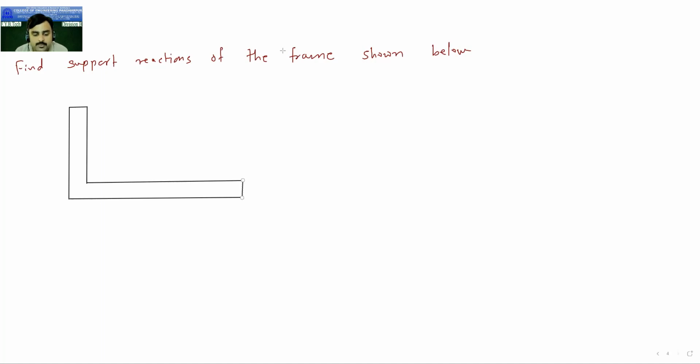Okay, so this type of frame is given. Now the supports are given to the frame at this point here and here. So the supports are this type of supports which I have shown in the diagram.